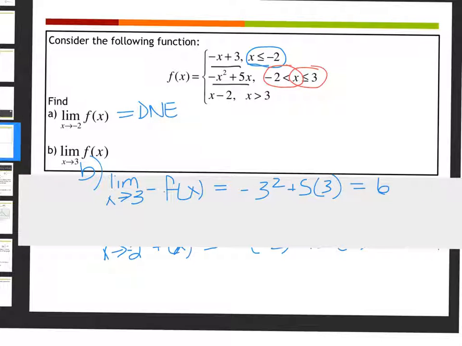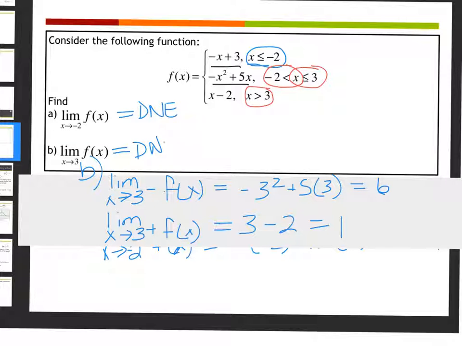Okay, and then I do the same thing, but from the right. And if I'm looking at the right, I should be looking for the function that has x is greater than 3, which is obviously the last one. Okay, so I just plug in 3 into that, 3 minus 2, which is 1, so this one also does not exist.